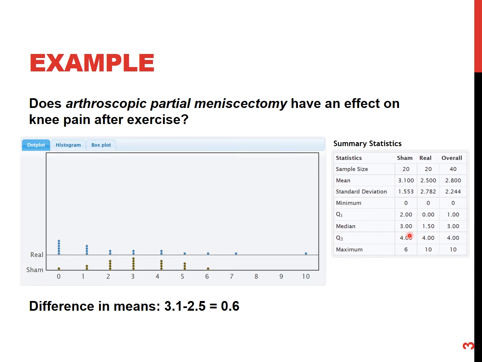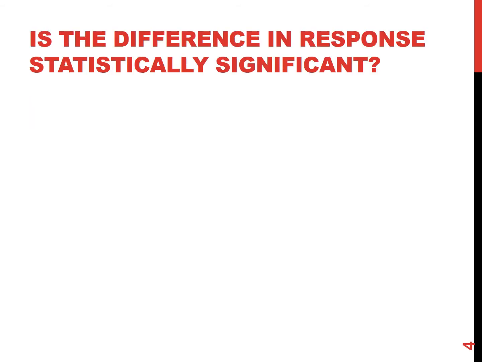The mean pain score for people who had the sham surgery was 3.1, and for the people with the real surgery was 2.5. So the difference in those two means is 0.6, where the average pain score is 0.6 higher among people who had the sham surgery than among those who had the real surgery. So the next thing we need to know is, is this difference statistically significant? And the way we're going to decide is by using a hypothesis test.